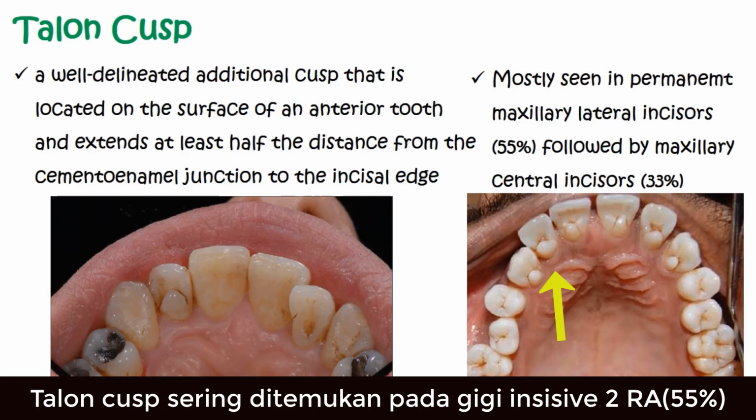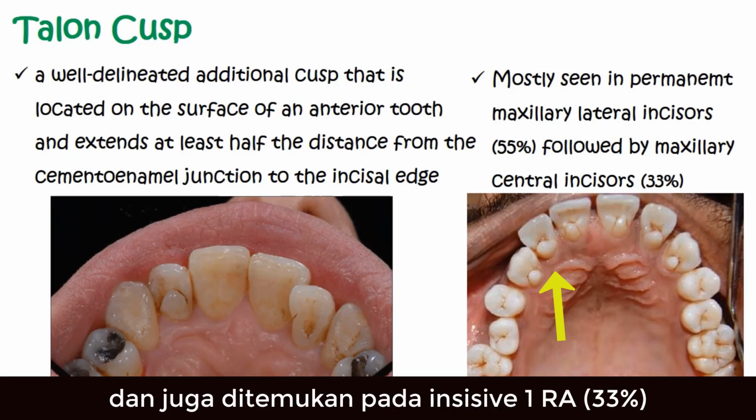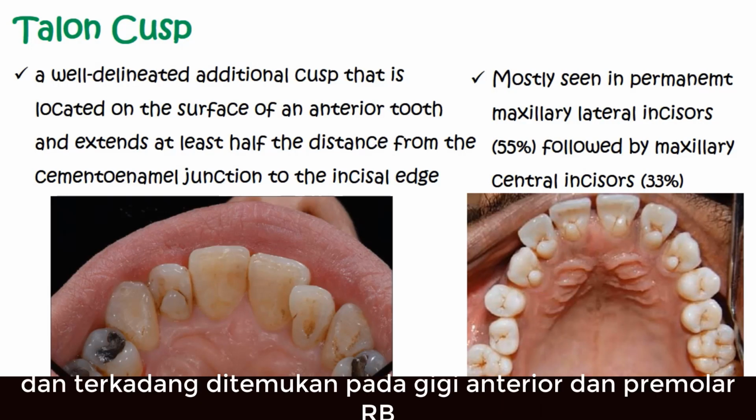Talon's cusps are mostly seen in permanent maxillary lateral incisors, followed by maxillary central incisors, and sometimes they can be seen on mandibular anteriors and premolars too.